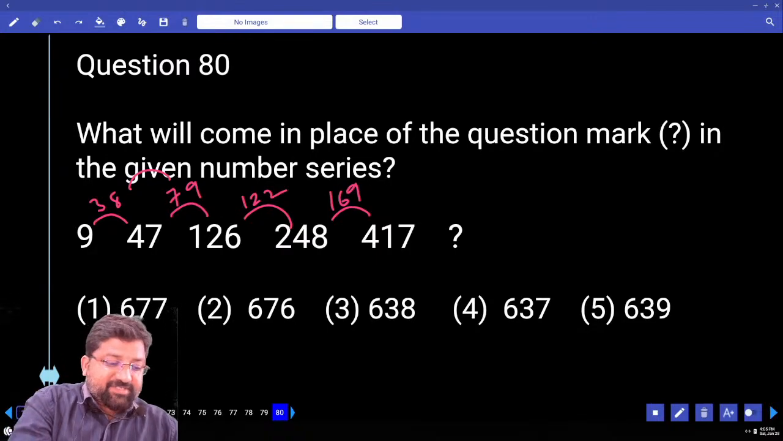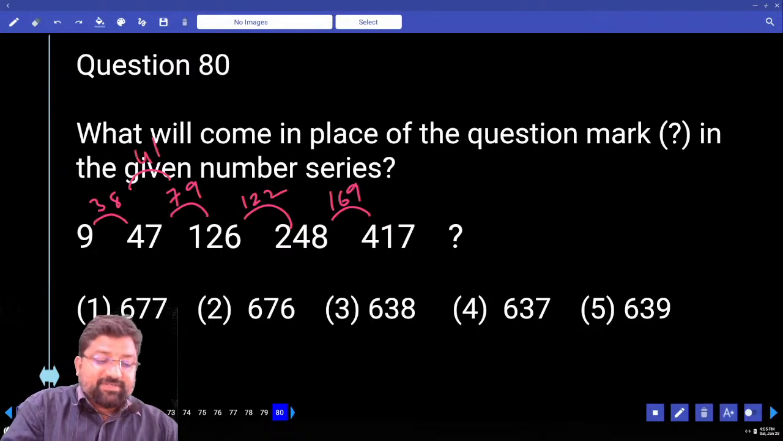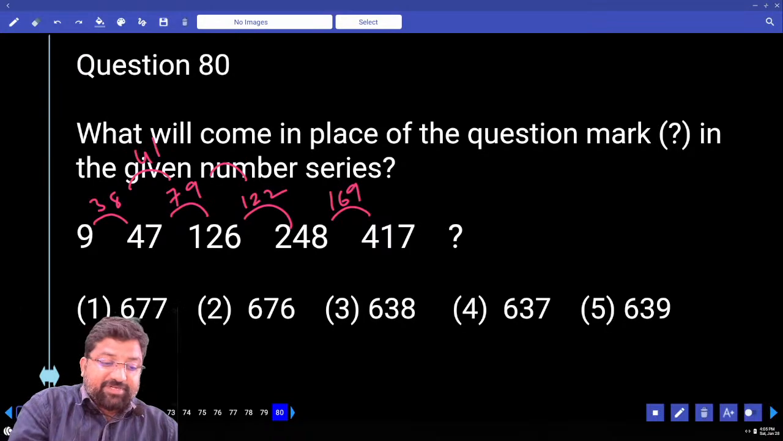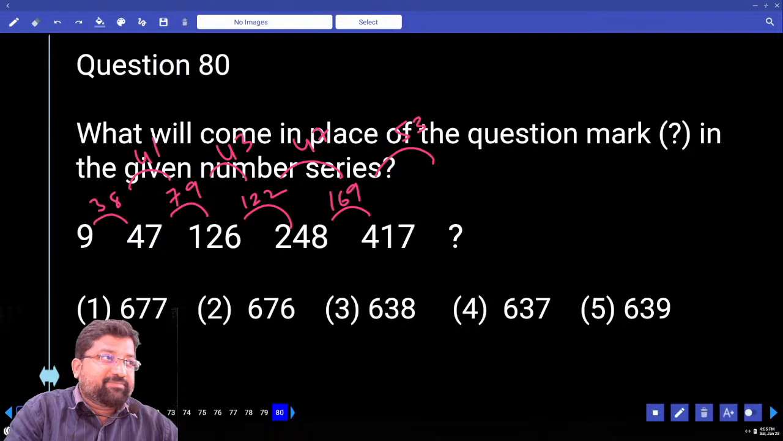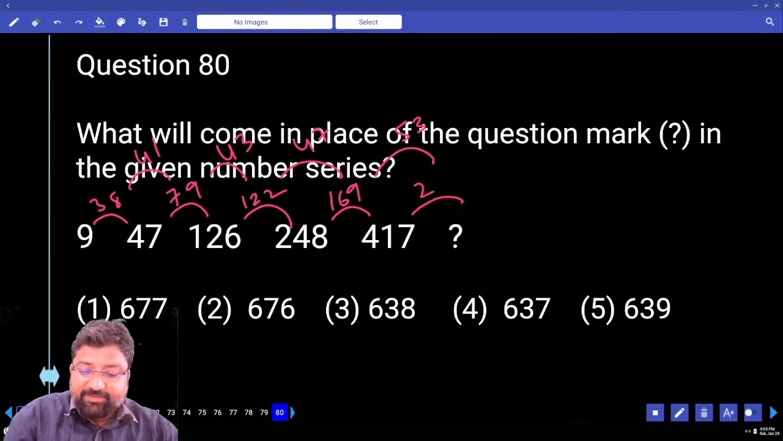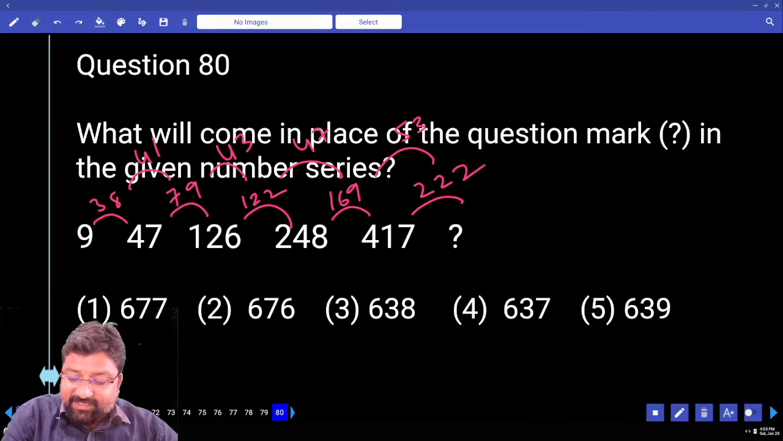difference of difference. How much is this? 41. How much is this? 43. How much is this? 47. 41, 43, 47. What are these numbers? Prime numbers. What should be my next number? 53, 59. Among the 50s there are only two prime numbers. So 169 plus 53 is how much? 222.